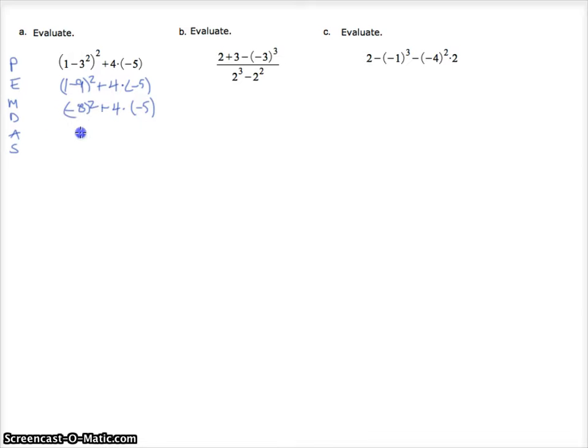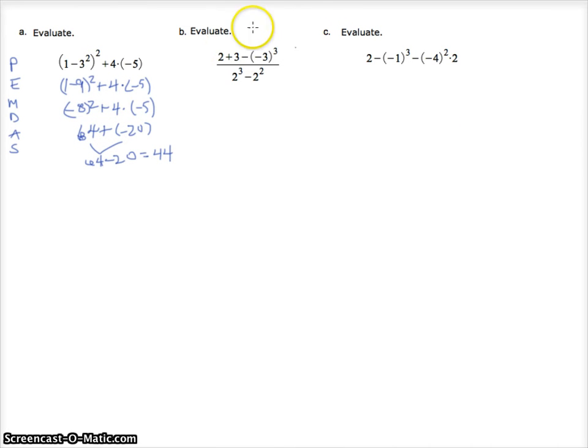Negative 8 squared is 64. Plus, now I can do my multiplication. 4 times negative 5 is negative 20. 64 plus negative 20 is different signs, so I need to do 64 minus 20, which equals 44. So, again, please follow your order of operations all the way down. And it's not as bad as it looks.